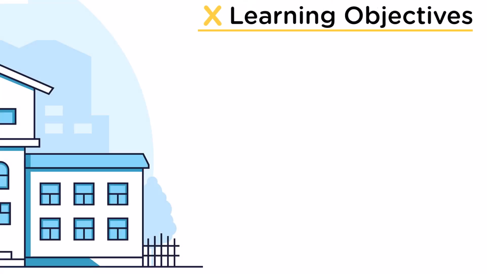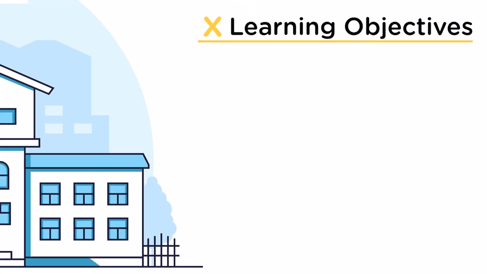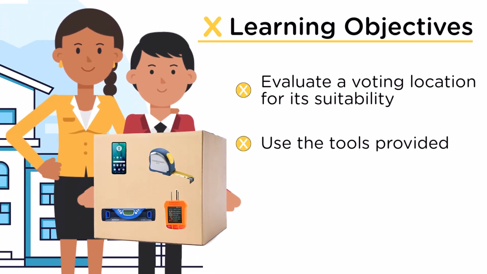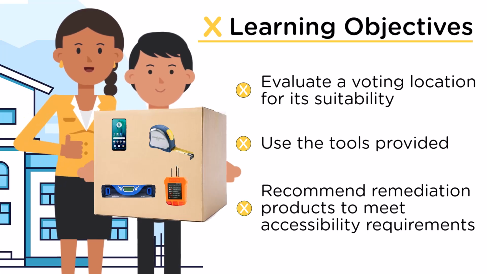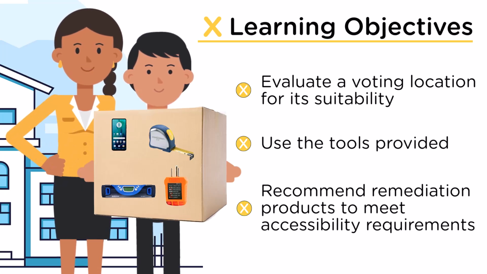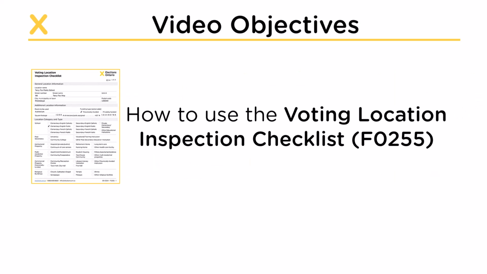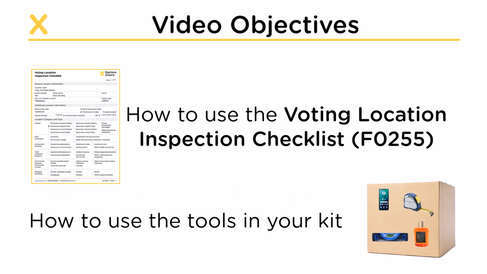The objective of this training is to provide you a full understanding of how to complete a voting location inspection and determine if the location is suitable. At the end of this training, you'll be able to evaluate a voting location for its suitability, use the tools provided, and recommend remediation products where necessary to meet accessibility requirements. The training consists of two videos. In this first video, we'll cover the basics of how to use the Voting Inspection Checklist, Form FO-255, and how to use the tools in your kit.